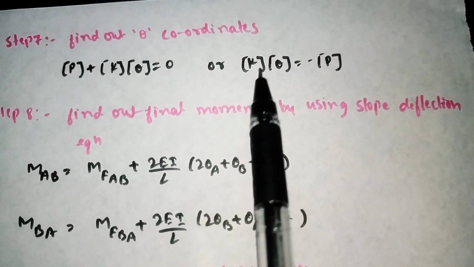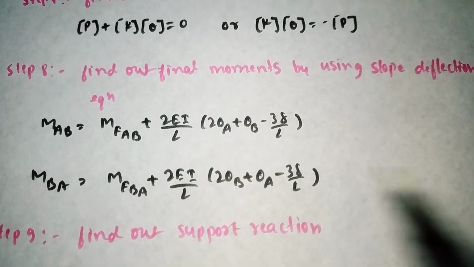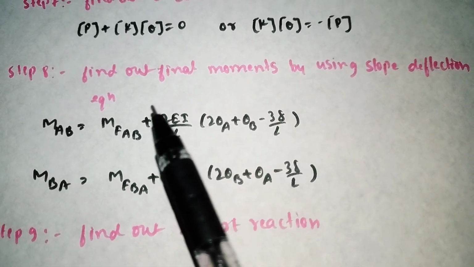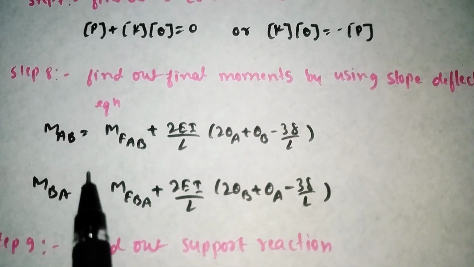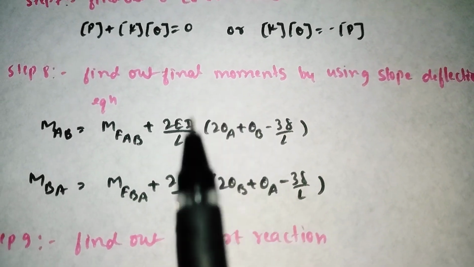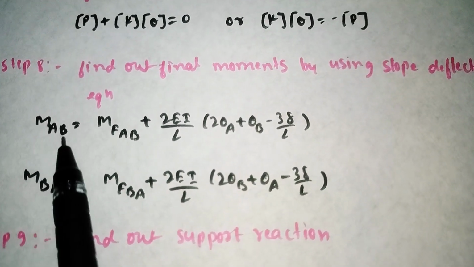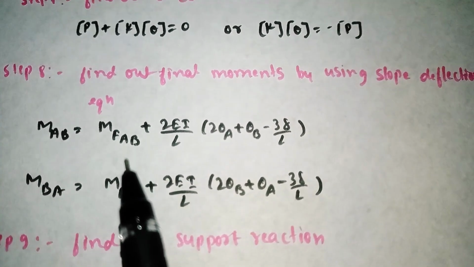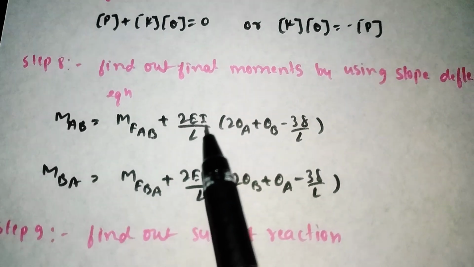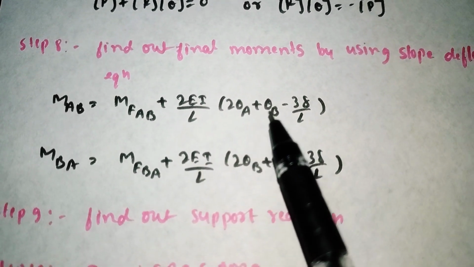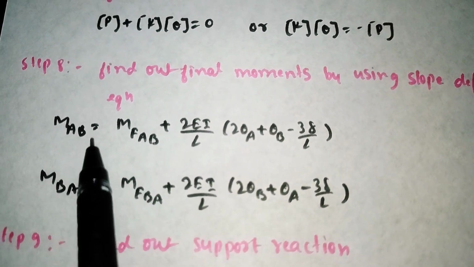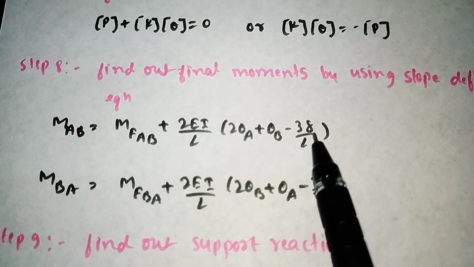From this we get the theta coordinates, and our step number 8 is to find the final moment by using the slope deflection equation. We have already solved the slope deflection equation, and I have already explained how to find the final moment. By using these two formulas we calculate it. For MAB we have the formula MFAB plus 2EI divided by L, into 2 theta A plus theta B, minus 3 delta divided by L.